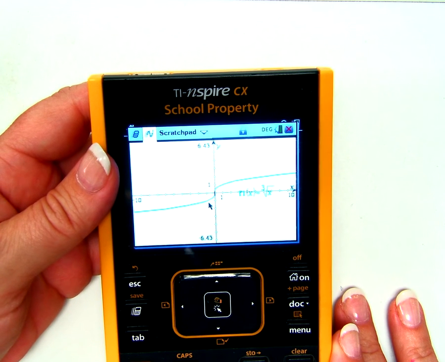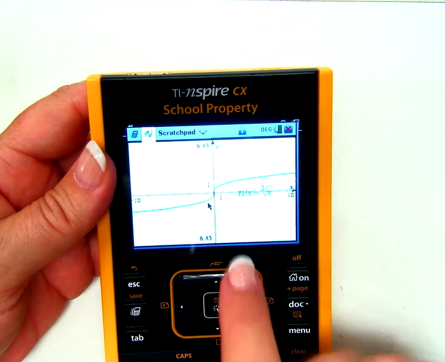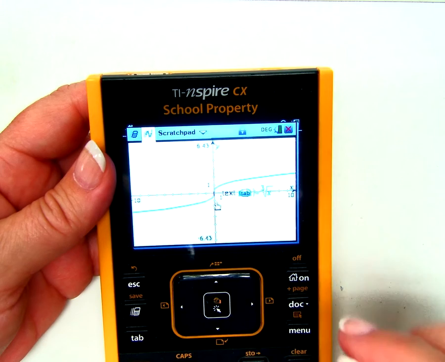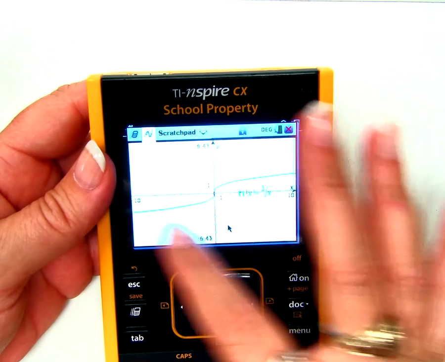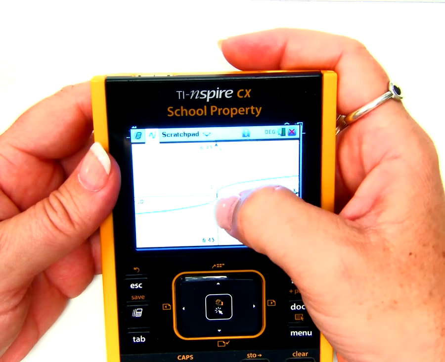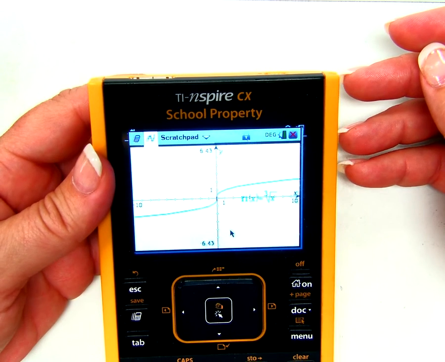Yeah, already. Don't forget that's there. Zoom standard is there. Okay, that'll just take you -10 to 10 and then like -6.43 something to that. It just makes it nice. What it does is makes the distance between these values the same as the distance between those values. Okay, does that make sense?